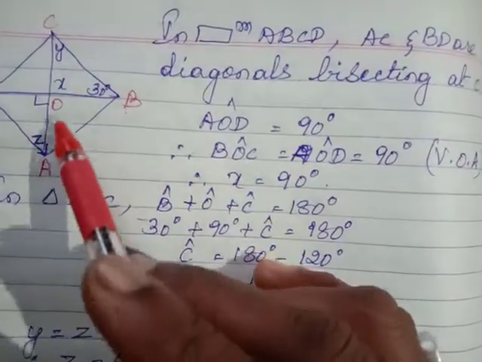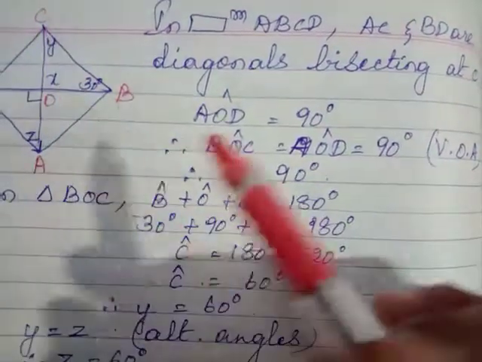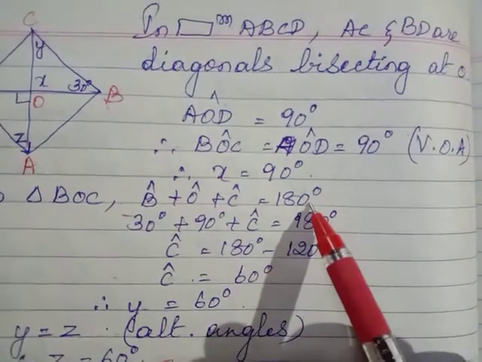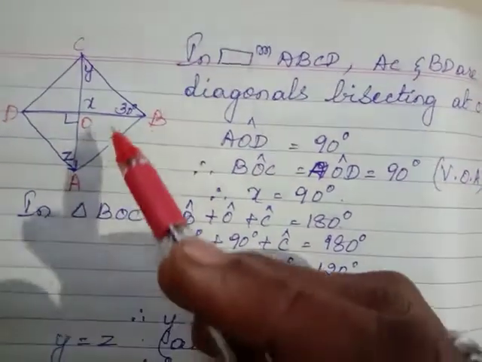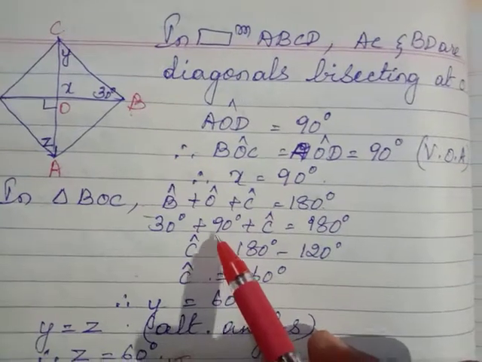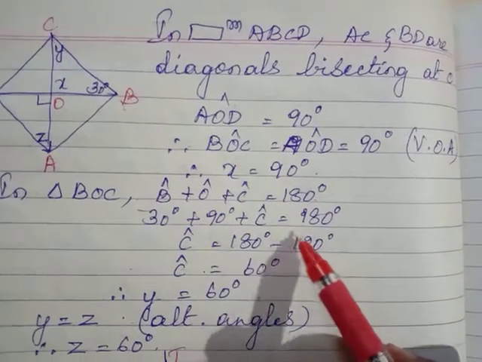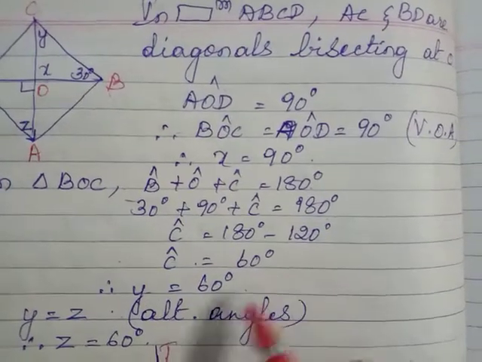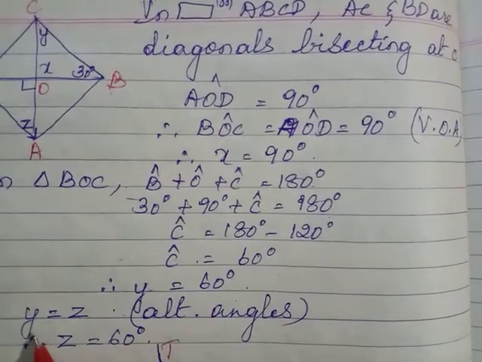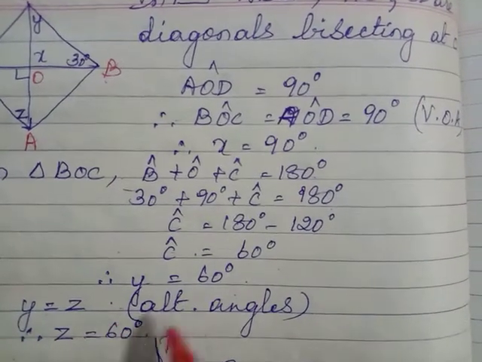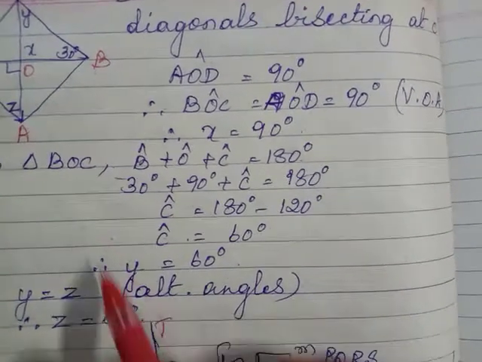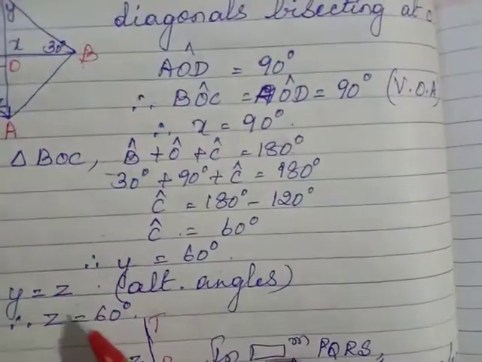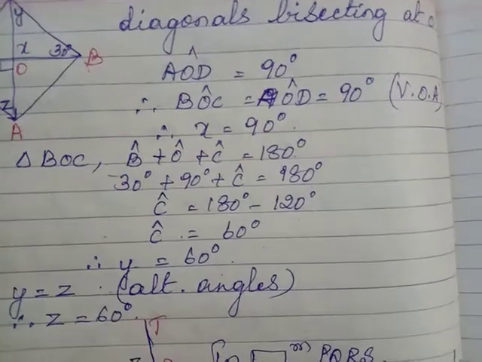In triangle BOC, angle B plus angle C plus angle O is equal to 180 degree. B is equal to 30 degree plus angle O is 90 plus C is equal to 180. C is equal to 180 minus 120. C is equal to 60 degree. Y is equal to 60 degree. Then Y is equal to Z. Understanding? Y is equal to Z. Why? Alternate angles. Therefore, Z is equal to 60 degree.